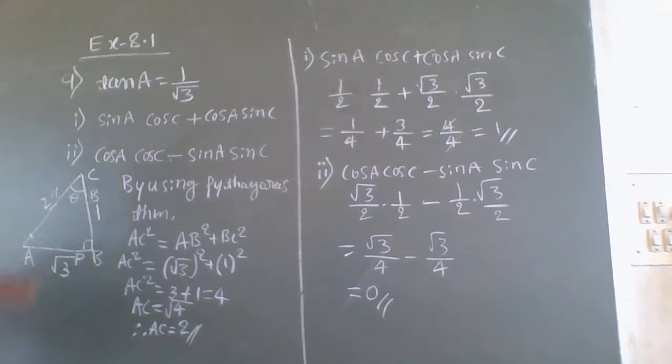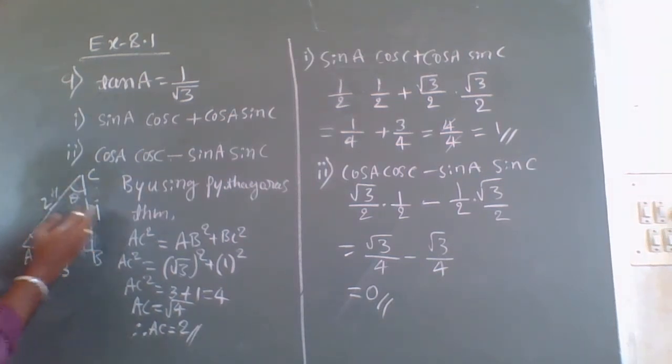Okay, listen carefully. They have given this tan A is equal to 1 by root 3. So tan theta always equals to perpendicular by base. So this angle A is referred as theta. So this is perpendicular and this is base. So tan A equals to perpendicular by base means this value is 1 and this base value is root 3. Okay. So now 1 by root 3. So now we have to calculate this hypotenuse value. By using Pythagoras theorem, you can calculate hypotenuse value.